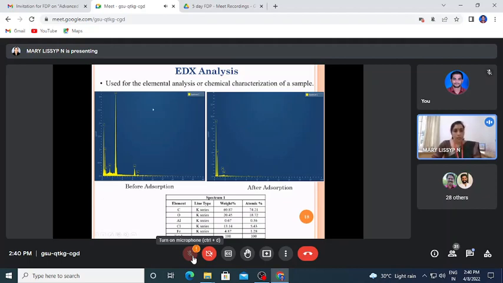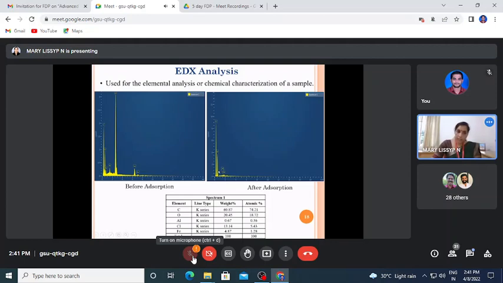So this is the EDX analysis done for a nanocomposite or nano-adsorbent before adsorption. And this is the EDX analysis done after adsorption. Now, before adsorption, you can see there is no copper. But you can see many other elements present in the composite. And this table represents what percentage of each element is there in the nanoparticle. And after adsorption, you can see the copper presence is there. So what does it indicate? The adsorption has taken place.